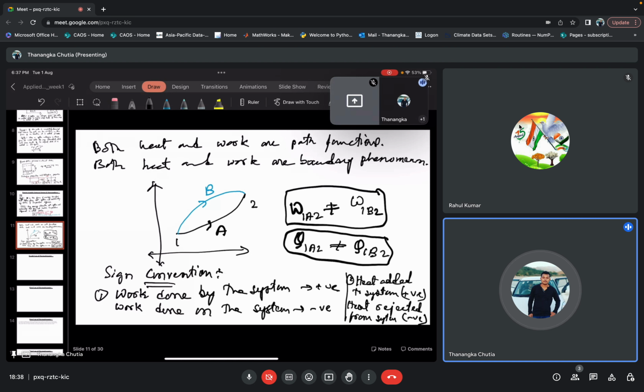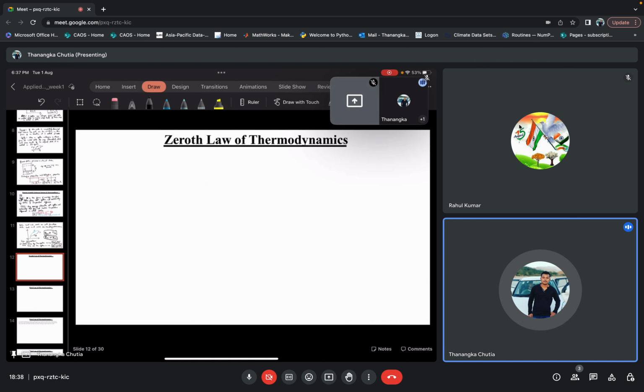Now we have understood that heat and work interactions take place between system and surroundings. Now we can move to the laws of thermodynamics, and the first law that we should actually study is the zeroth law of thermodynamics.